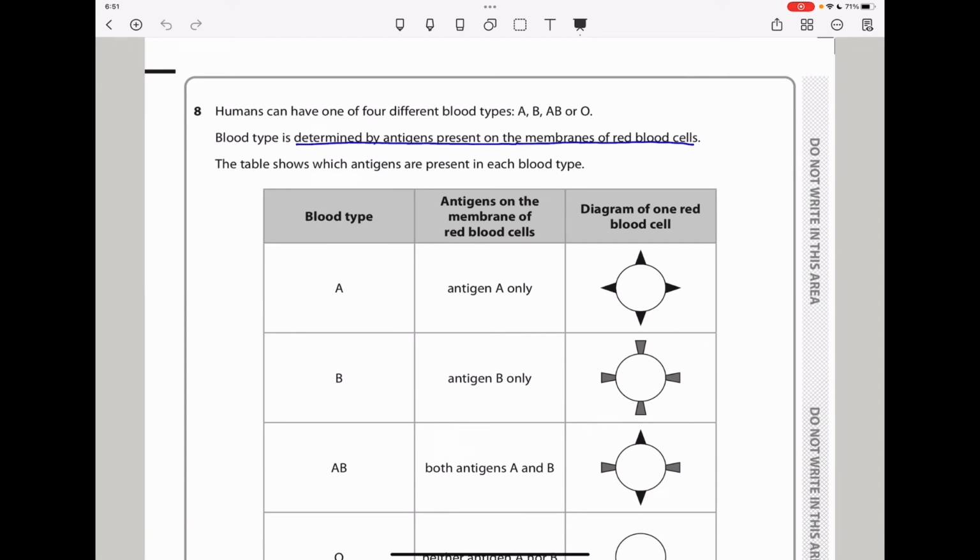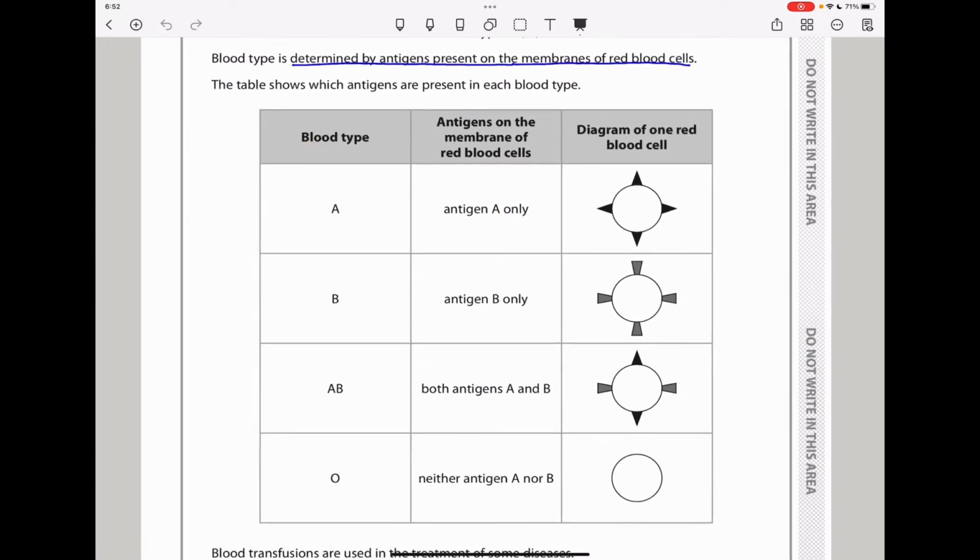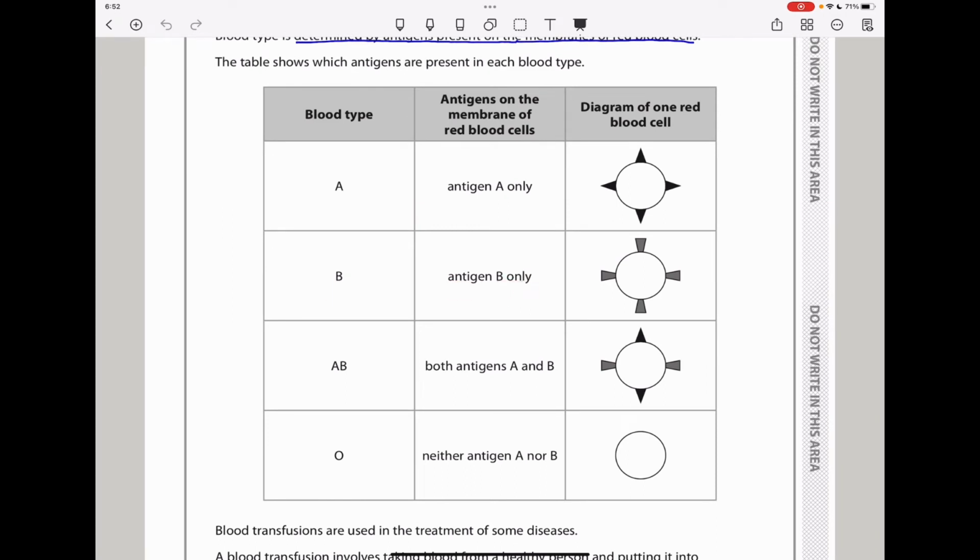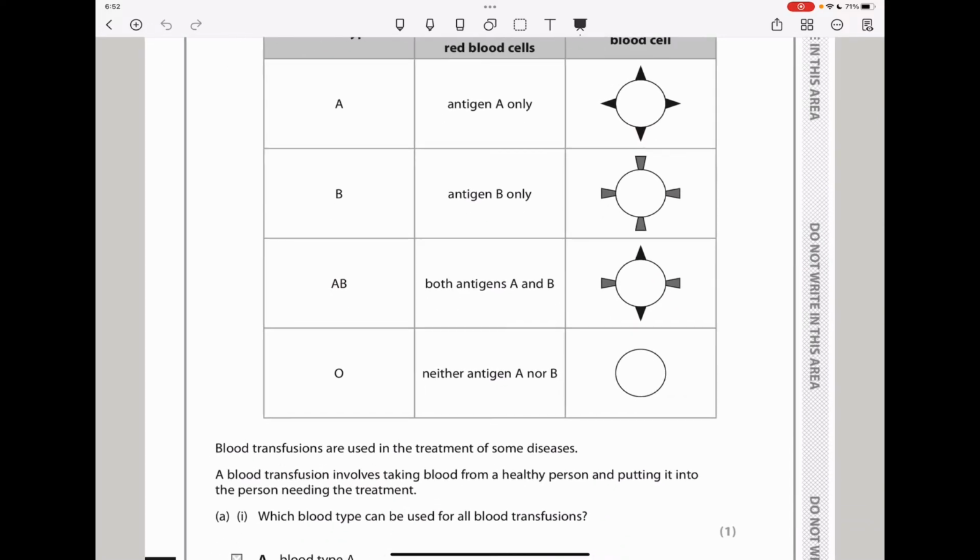Question 8 says, humans can have one of 4 different types of blood types. There is A, B, AB, or O. They say blood type is determined by antigens present on the membranes of red blood cells. The table shows which antigens are present in each blood type. So we can see blood type A has antigen A only. They've given you the diagram here. And type B has antigen B only. AB has both antigen A and B, and you can see the A's are here and the B's are there. And then O has neither antigen A nor antigen B.